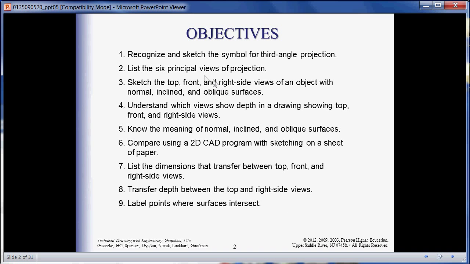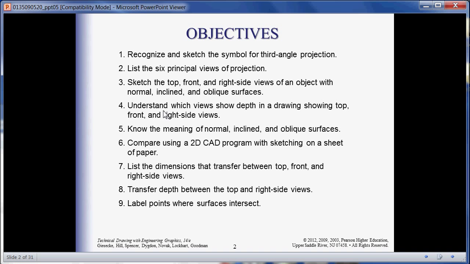Okay, so here are the objectives. What we want to do is recognize and sketch the symbol for third angle projections. Remember, third angle projection is what we use here in the United States, as opposed to Europe, where they use first angle. Now, those terms we need to know and understand, but right now I just want you to understand how the drawings are put together.